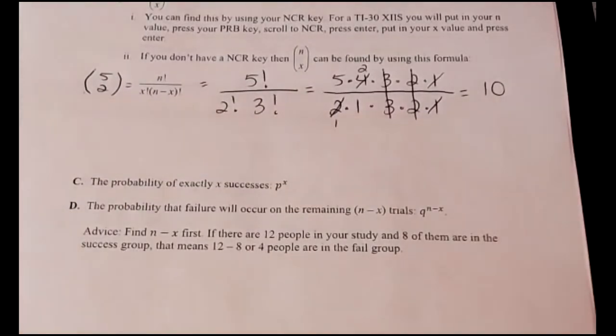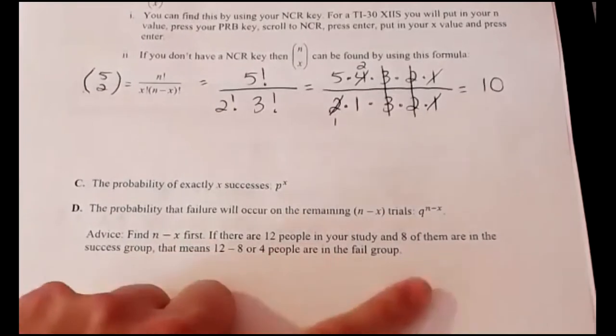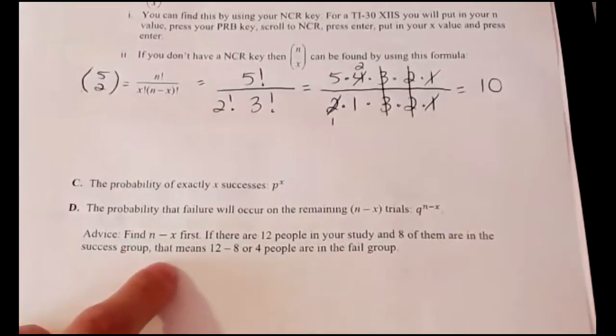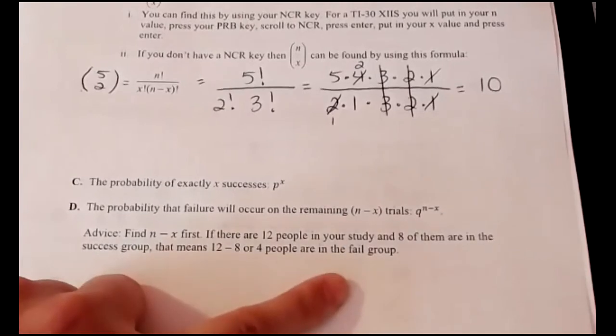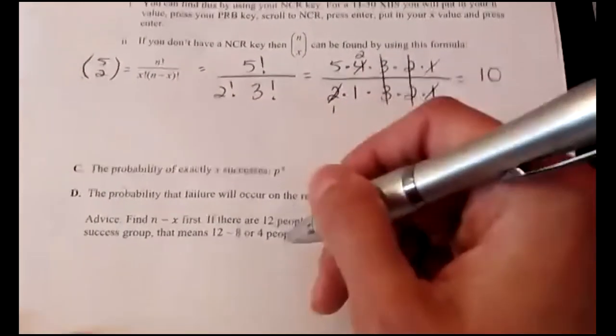Part C says the probability of exactly X successes is p to the X, of course. The probability that failure will occur on the remaining trials, that's q raised to the N minus X. You're just saying how many items are left. Those will be considered failures. So it's the probability of failure raised to that number. Advice, find N minus X first. If there are 12 people in your study and 8 of them are successes, then that means 4 of them will be failures, right? Because you have 12 altogether.